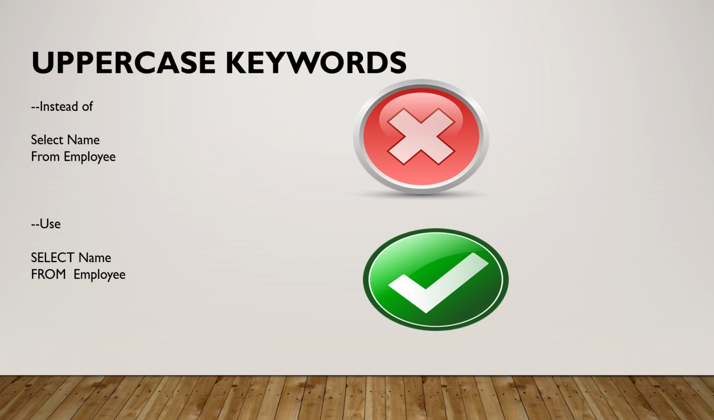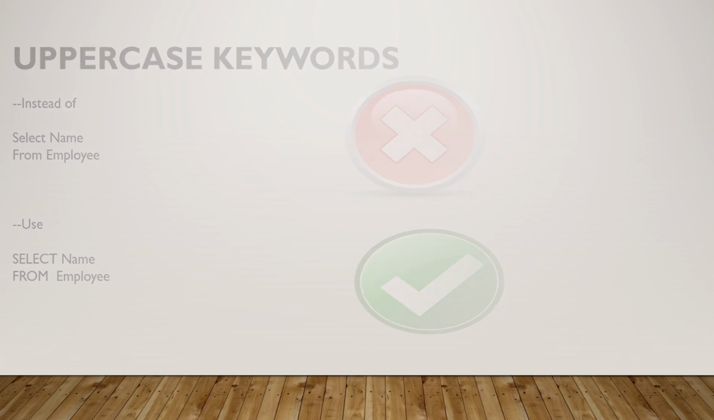So next is uppercase. Writing the keywords mainly, like select and from, in uppercase increases readability, and you can know what the keywords are and what they are performing in the query. So by using these practices, you will write clean code as a professional, which is more readable.